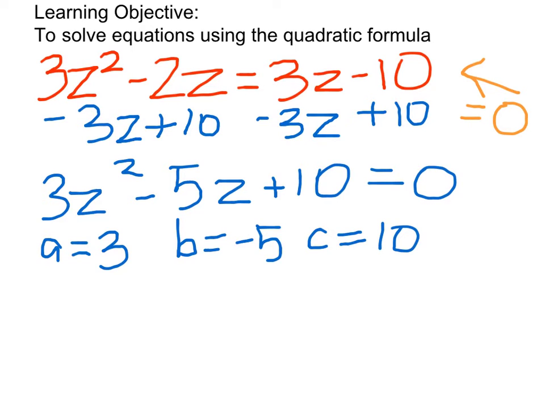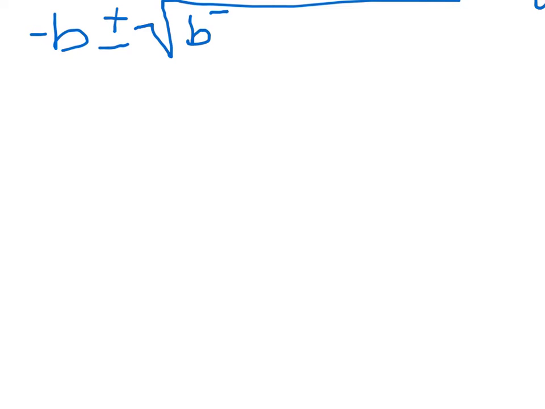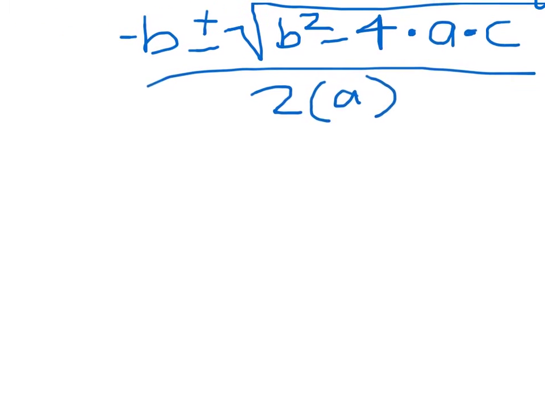If you don't know what the quadratic formula looks like, I'll show you really quickly. Let me just move that off to the side. Okay, so the quadratic formula looks like this. It is negative b plus or minus the square root of b squared minus 4 times a times c, over 2 times a.